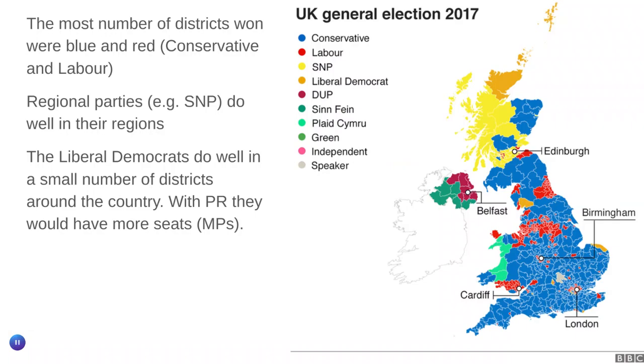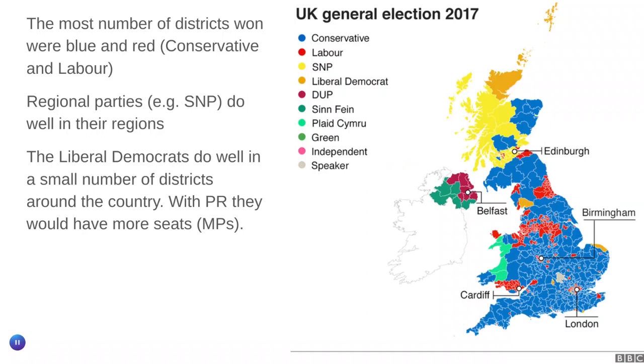In the United Kingdom, here's an example of an election from 2017. You can see that most of the districts were won by the Conservative Party, followed by Labour, and then followed by a variety mostly of regional parties. The UK ends up mostly with a two-party system, although sometimes they call it 2.5 because the Liberal Democrats in some elections pick up a good number of seats.